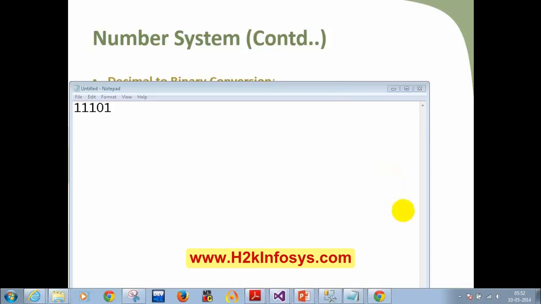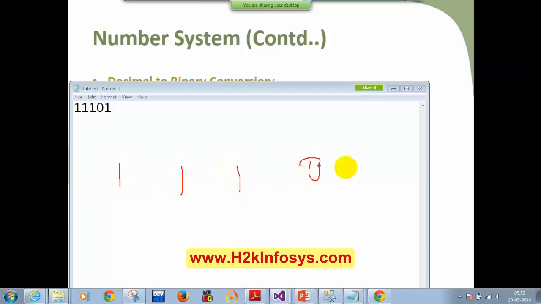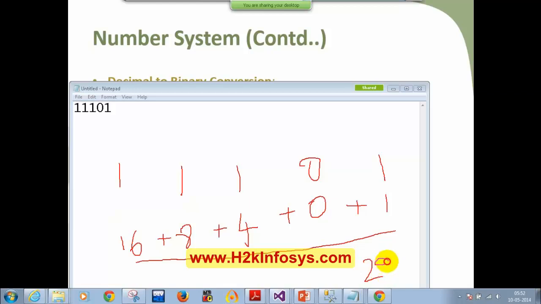Let me compare. Let me do it by myself again. So I need to write 11101, and I'll do it. 1 into 2 power 0 is 1, plus 0 into anything is 0, plus 2 power 0, 2 power 1, 2 square. Here 2 square is 4, 1 into 2 square is 4, 1 into 2 cube is 8, plus 1 into 2 power 4 is 16. So 16 plus 8 is 24, 28, 29. 29 is the answer. So all of you are correct.